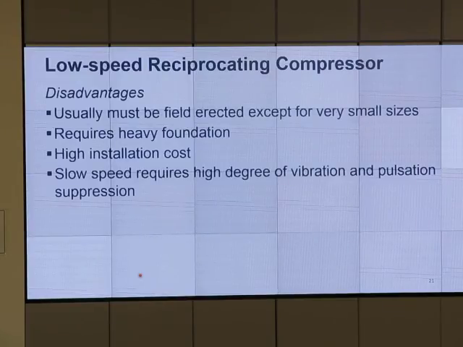Disadvantage: usually must be field erected, except for very small sizes, requires heavy foundation, high installation cost, slow speed, requires a high degree of vibration and pulsation suppression.